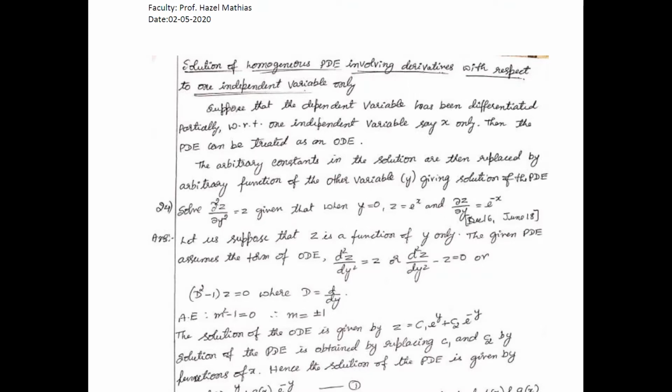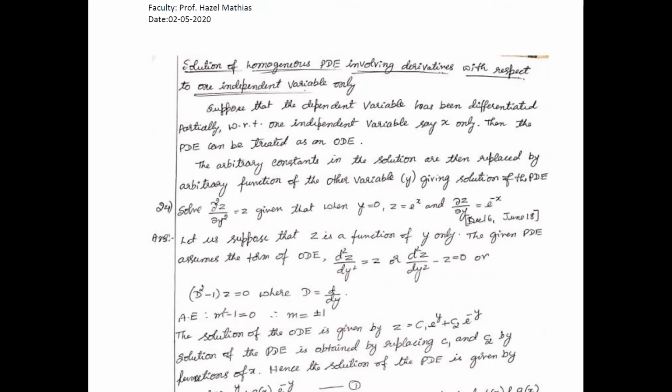But here in this method, we are differentiating with respect to one independent variable, that is x only. Then our partial differential equation can be treated as an ordinary differential equation, and the solution of that can be found out the way we have learnt in ordinary differential equations. In a similar way we can find the solution of such a differential equation.